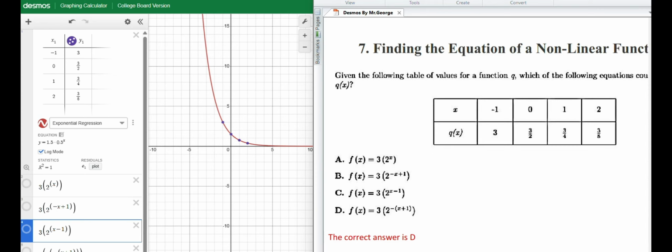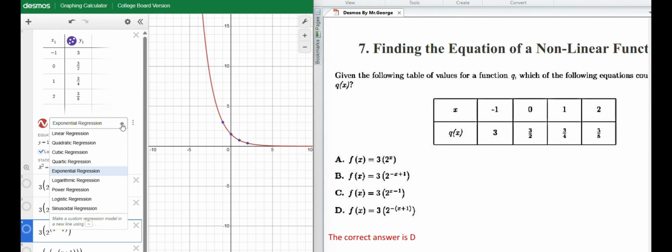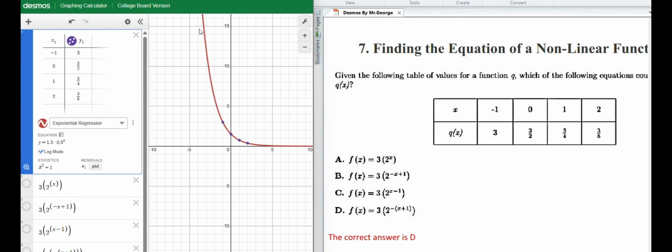Also, we can find an equation of a nonlinear function if we have a table right here and it is asking us which equation represents this table. All you have to do is type in the table right here, then you hit the exponential function. It's going to give you a graph right here. Then you have to type in all these choices, and the identical graph is going to be the equation for the table of the nonlinear function over here.